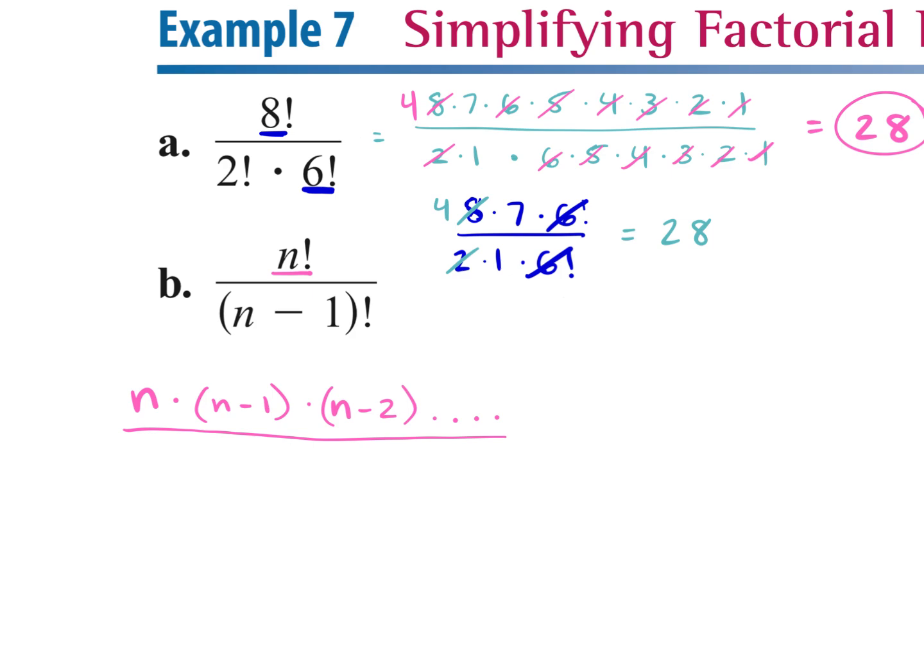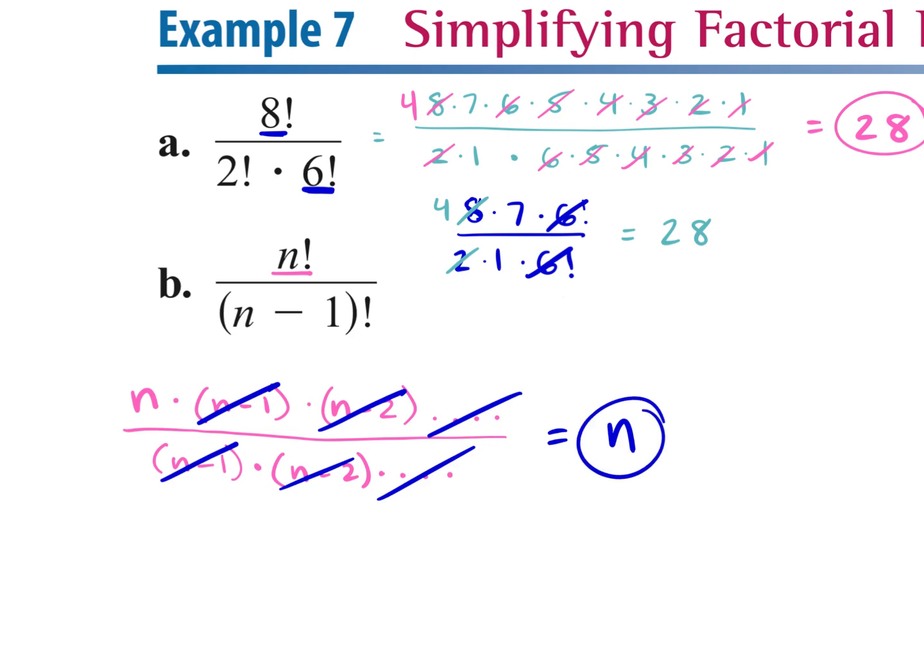Over on the bottom, we have n minus 1. What do you think the next number would be? N minus 2, perfect, and so on. It would keep going. Do we see a pattern? Anything going to cancel? The n minus 1s are going to cancel, n minus 2, and everything else that comes after it, because it's just going to be the same thing. What do we have left? N. Awesome. So our answer would be n.